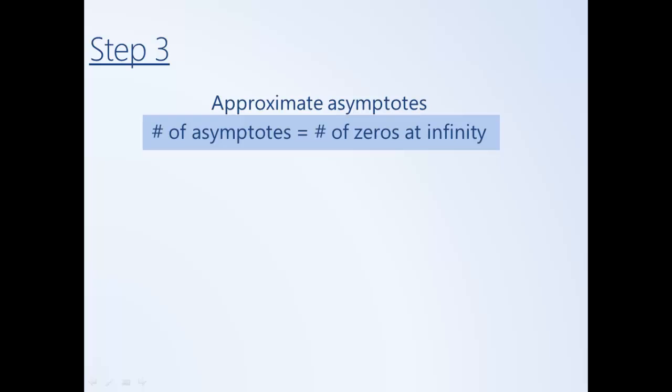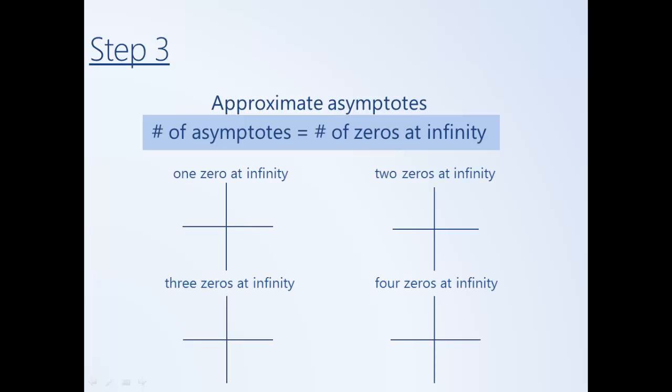Step number 3 is to approximate asymptotes. If you recall, the number of asymptotes is in essence the number of zeros at infinity. So if we have 5 open loop poles and 2 open loop zeros, that means we have 3 more open loop poles than we do open loop zeros. And so those branches are going to go to zeros at infinity, i.e. our asymptotes.